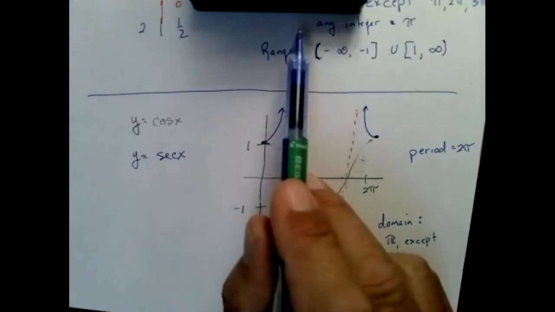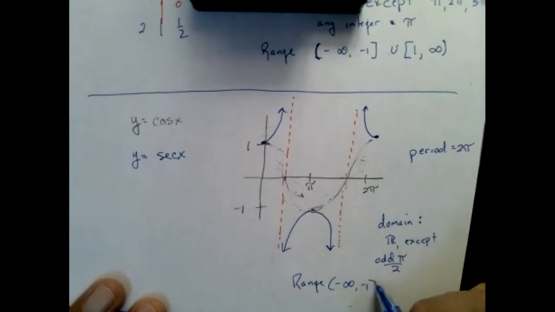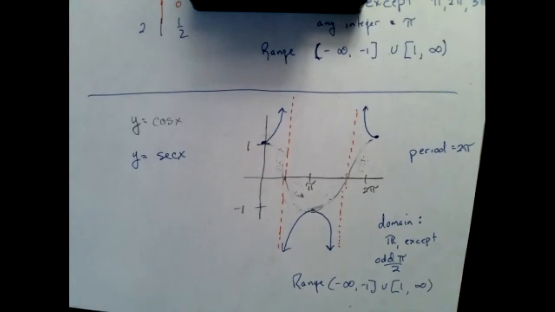Finally, the range is going to be just like this. -infinity to -1, union with 1 to positive infinity. And again, we were talking about all these early on, which was good because now we're using them. Now I have the cosecant and I have the secant, and I'm happy.